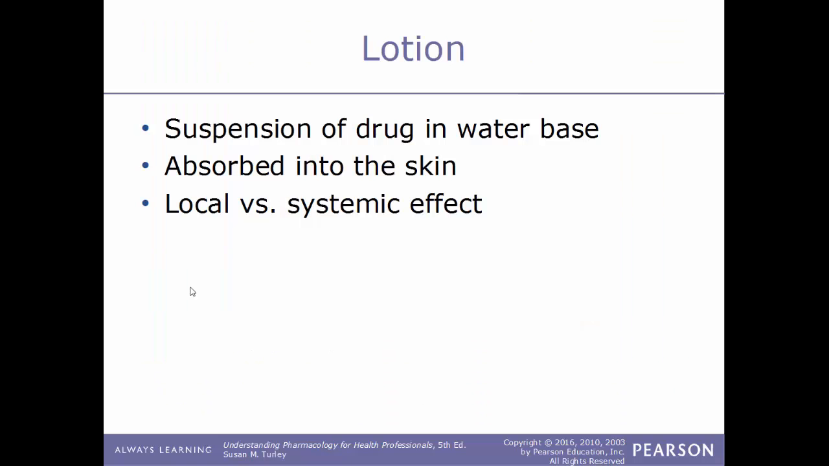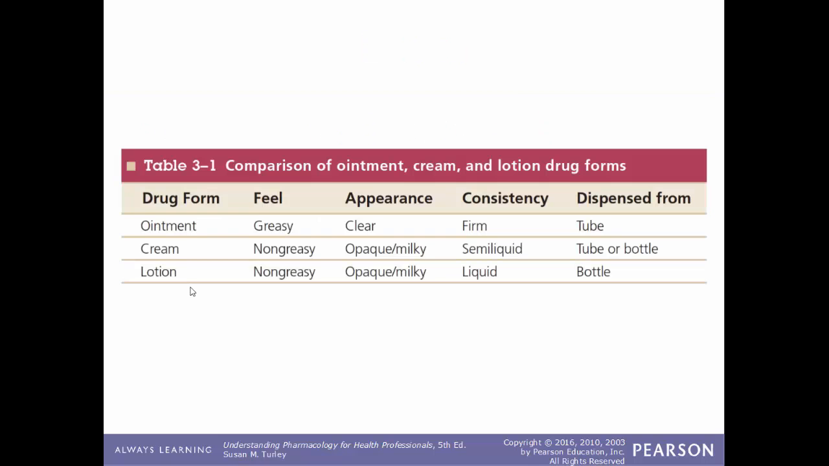Another kind of drug form is a lotion. This is a suspension of a drug within a water base. This is also absorbed into the skin, and this will also have a local effect. In this table we have a comparison of ointments, creams, and lotions, and how they feel, their appearance, their consistency, and how they're dispensed. An ointment will feel very greasy, it will appear very clear, it has a very firm consistency, and is always dispensed from a tube.